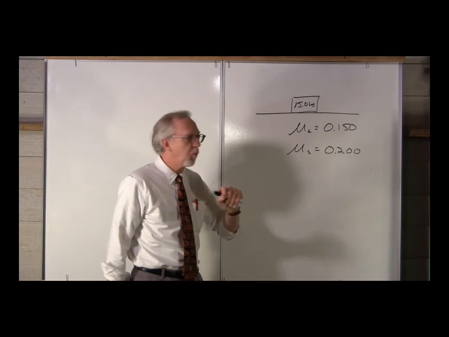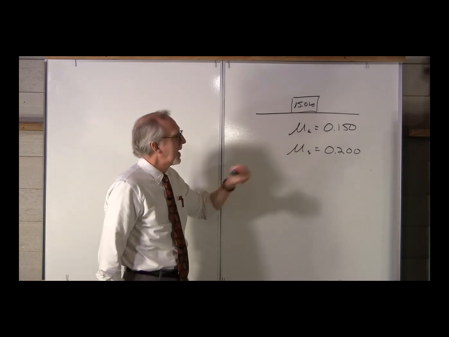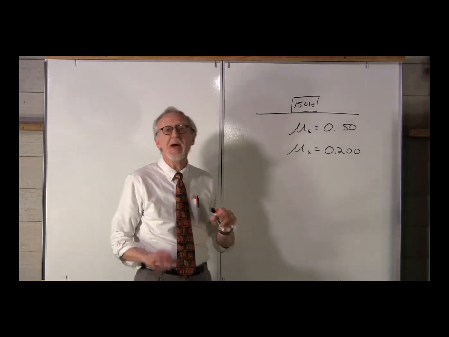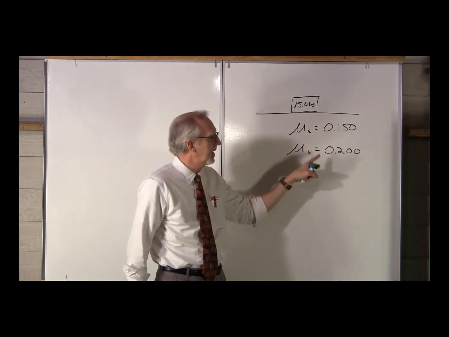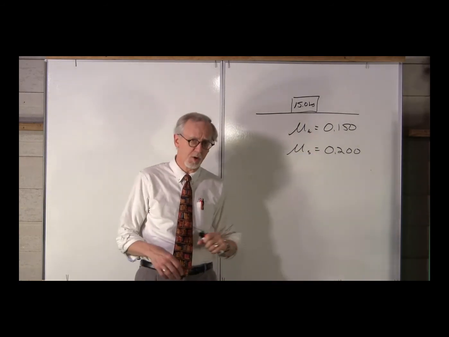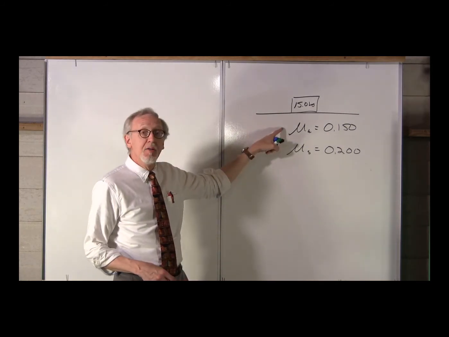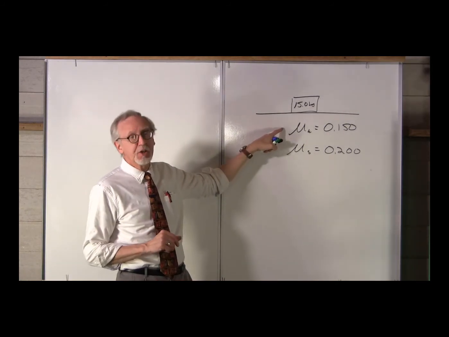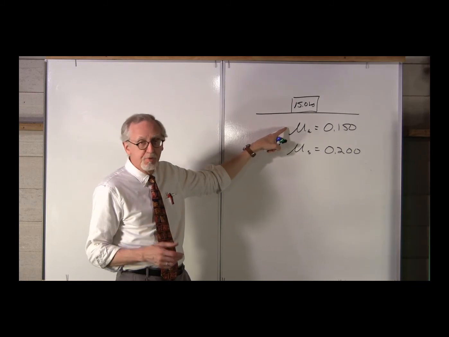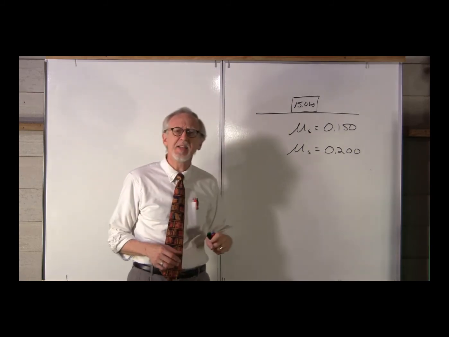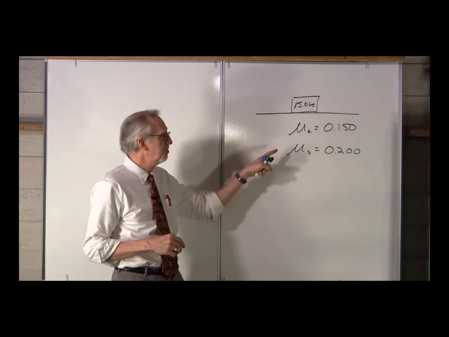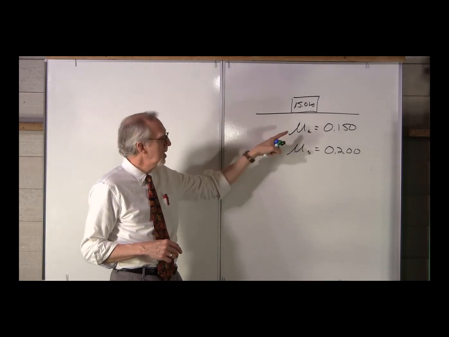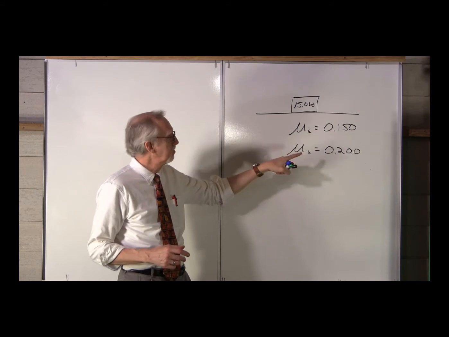Let me just point out one thing. Notice that mu k is less than mu s. That is always going to be the case. Mu k is always less than mu s. In other words, the kinetic frictional force, mu k times the normal force, is always less than the value of the maximum static frictional force, Fs max, which is mu s times the normal force.